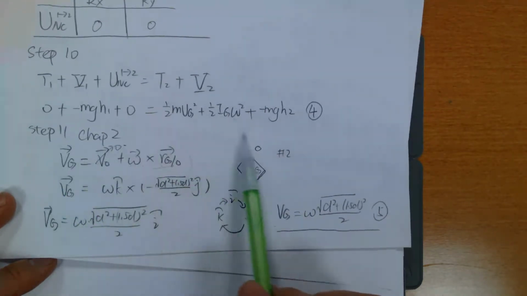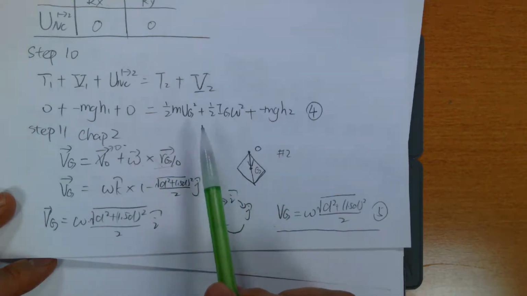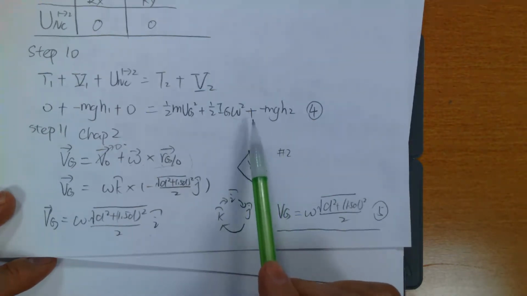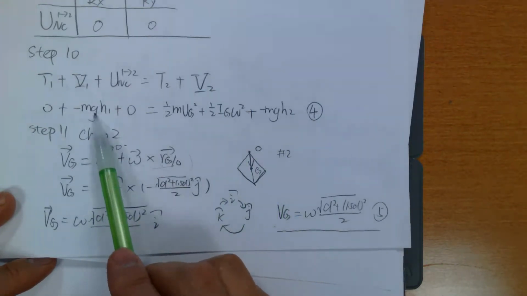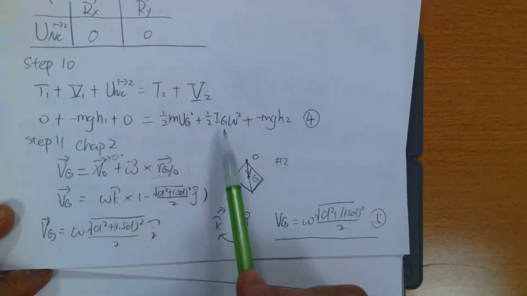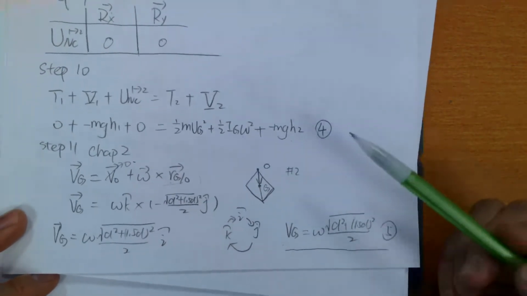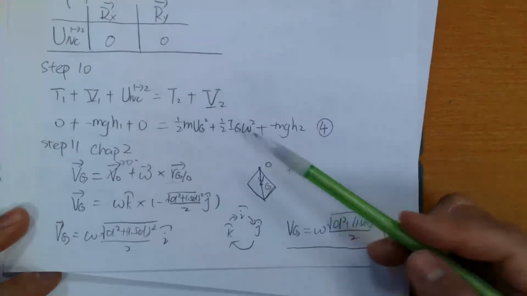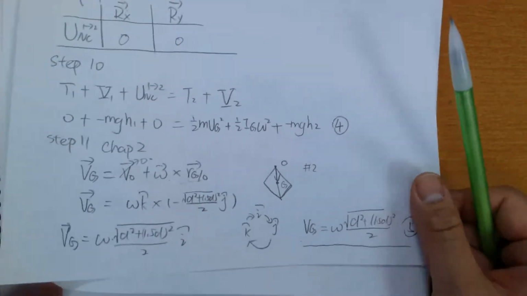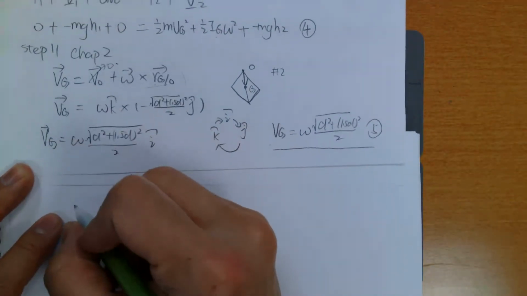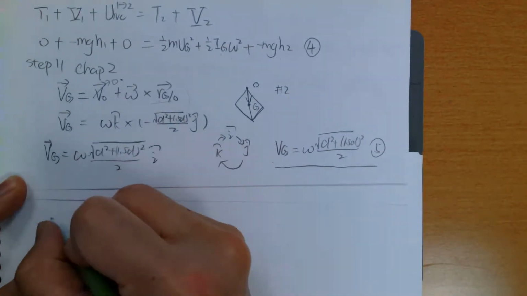So instead of this equation, you're only going to have one unknown, which is omega. The rest of the variables are given. We know mass, we know g, we know h1, we also know Ig, we know h2. So that's how you solve for omega. Okay, let's do that. So plug number 5 into number 4.